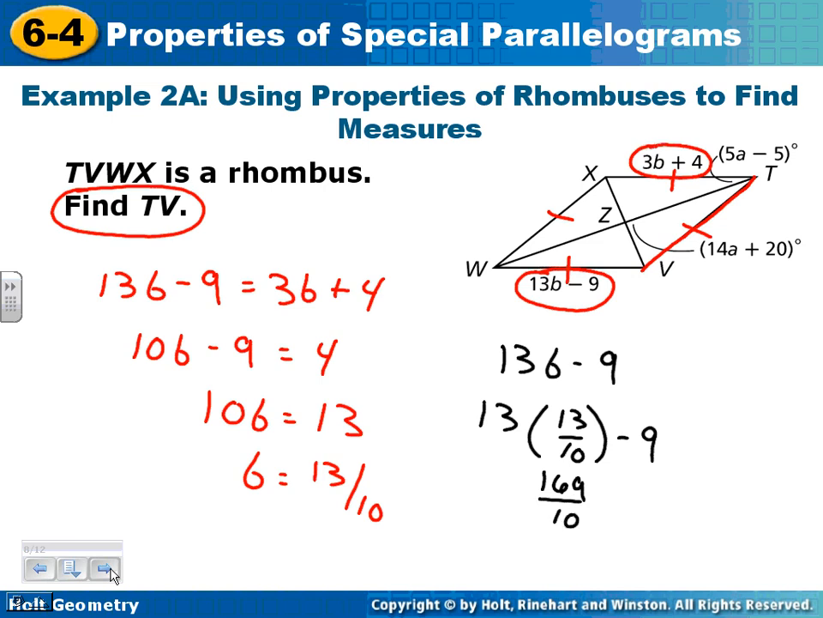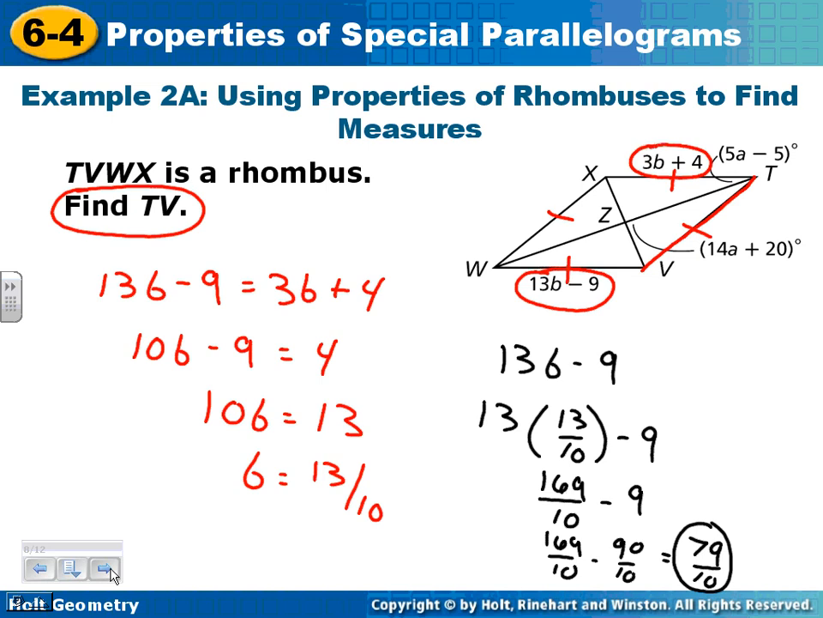169 over 10 minus 9 would be the same thing as 169 over 10 minus 90 over 10. That would be 79 tenths. So what that means is the bottom is 79 tenths. So the top would also be 79 tenths. The left side would be 79 tenths. And the right side, which is what I'm trying to find, TV, is also 79 tenths.